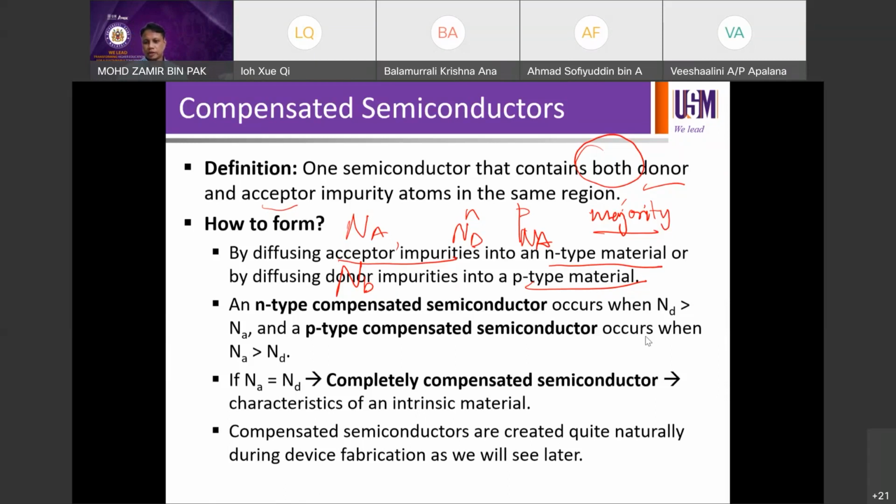Okay, Zol, electrons are majority carriers in N-type material. What is a majority carrier? Apa majority carrier itu sebenarnya? How do you define majority carrier?